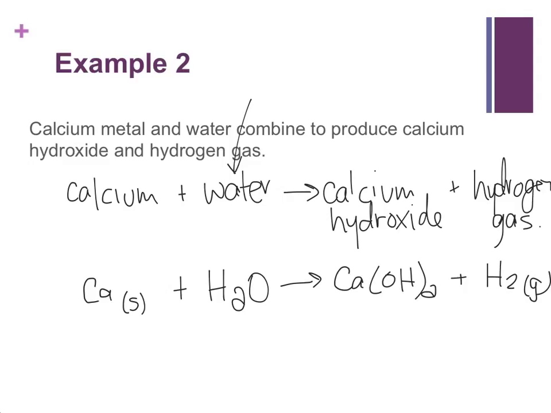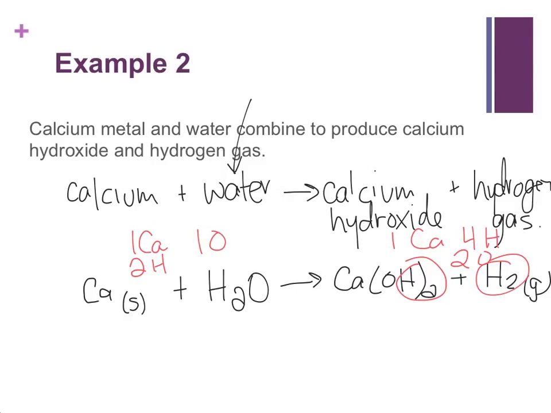Now what we want to do is count the number of atoms on each side. So on this side we have 1 calcium, we have 2 hydrogens, we have 1 oxygen. On this side we have 1 calcium, we've got 2 hydrogens from here and 2 hydrogens from here, so that's 4 hydrogens total, and we have 2 oxygens. So what you can see is that the calciums are balanced, but the hydrogens and oxygens are not.